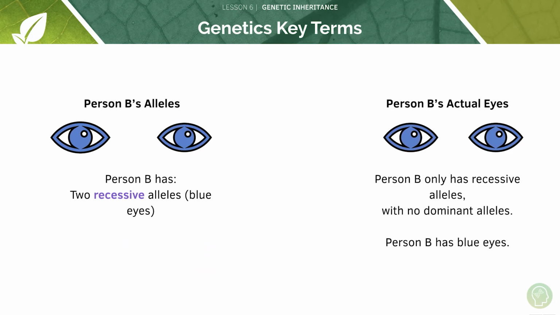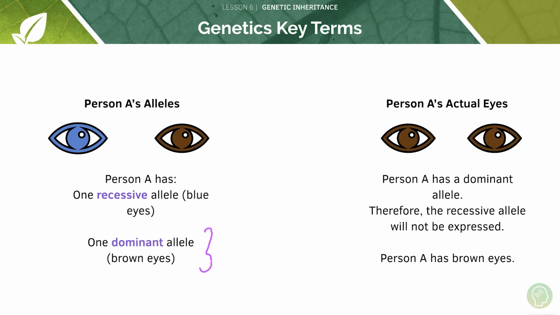So now let's look at person B. So we said person B has 2 blue eye alleles, and that's perfect because blue eye alleles are not dominant, they're recessive. So in order for them to be shown on person B, only the blue eye allele has to be present. No other dominant allele can be present. So this means that because person B only has recessive alleles with no dominant alleles, person B has blue eyes.